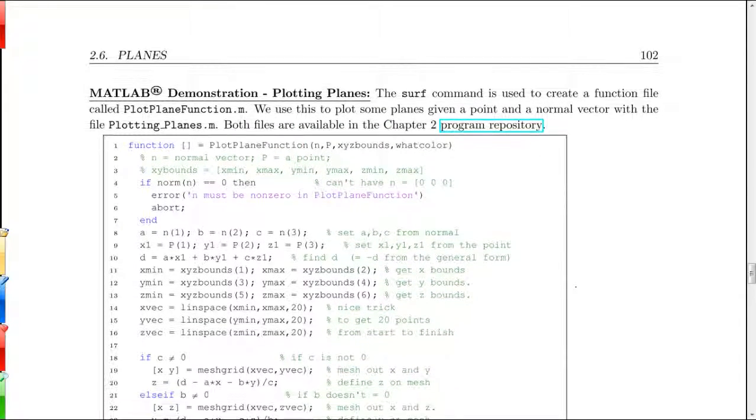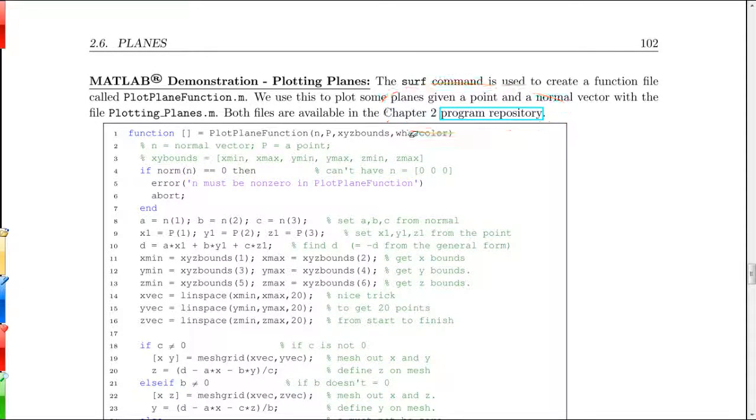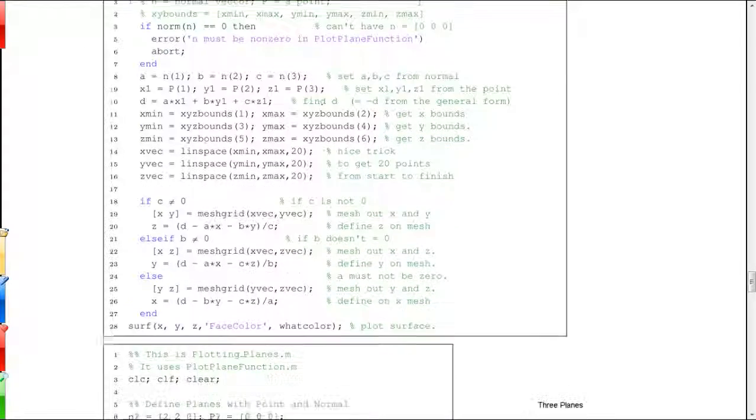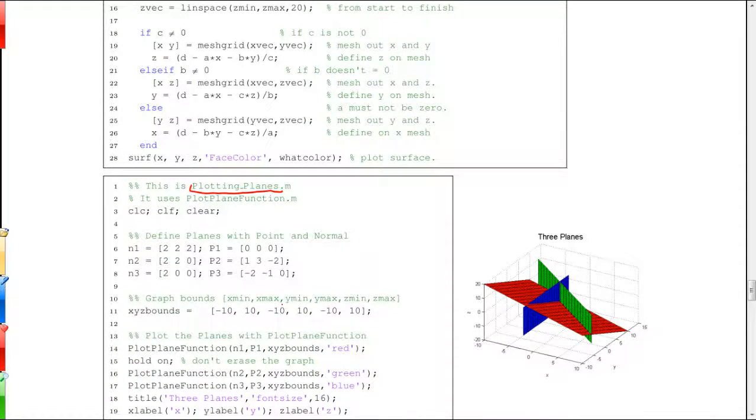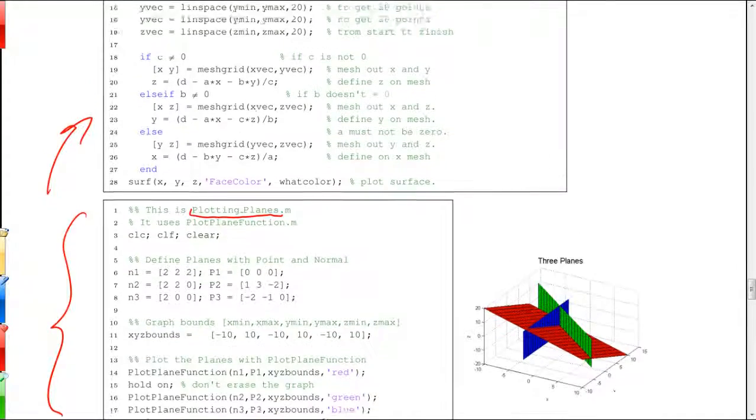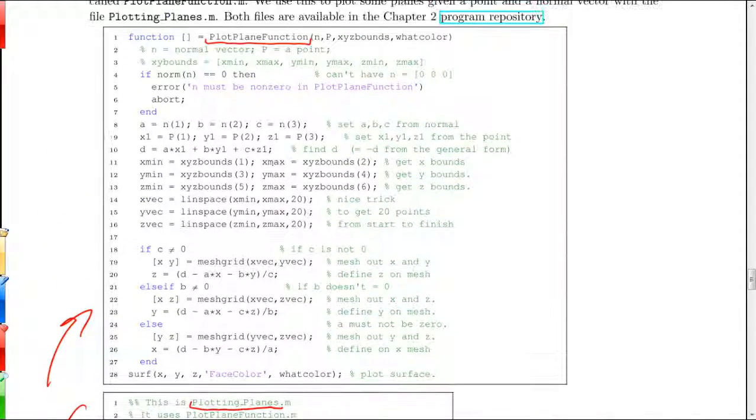Alright, so now we're going to switch over to a little bit of MATLAB, and the best thing to do is just go to the program repository and grab these files and open them up and play around with them. The first file is a function file called plot plane function. You should open that up, and you should also grab the program file, plottingplanes.m. This program just calls this function a bunch of times to create 3 planes. I'll give you a little rundown on what this is.